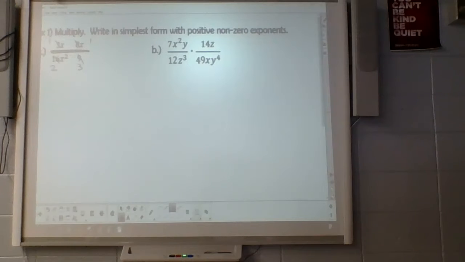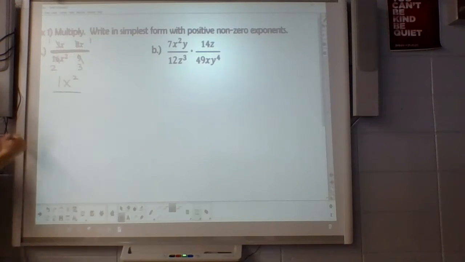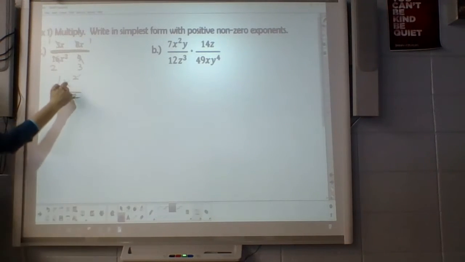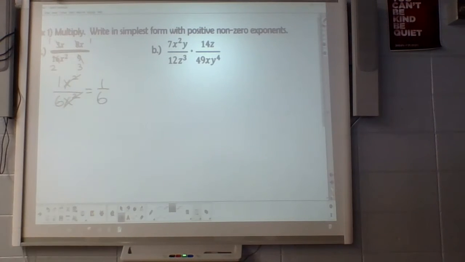How many x's are on top? 2 squared, so x squared, so 1x squared over 2 times 3 is 6, x squared. So what happens then? Cancel. X squared is just going to cancel. And if you would have noticed that the x's have enough to cancel already, that's fine. Yep.